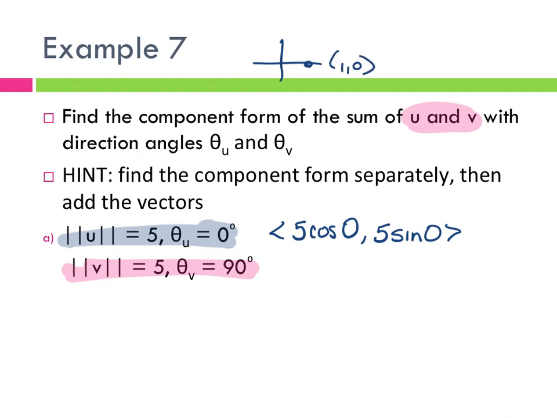1, 0. So what's the cosine there? 1. What's the sine there? 0. So the component form there is 5, 0, which should make sense if I literally am not moving. It's 0 degrees. I'm just going to the right 5.